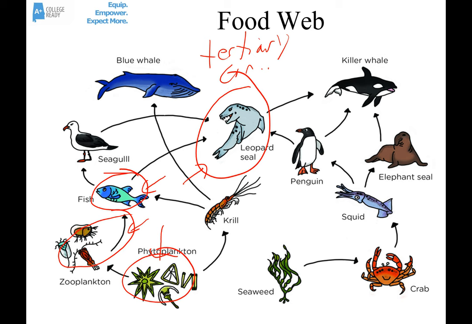But notice the leopard seal also might eat a penguin. So let's look at that food chain. So the seaweed is the producer. The crab is the primary consumer.